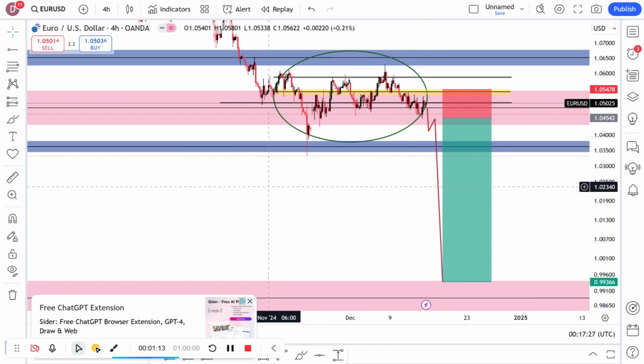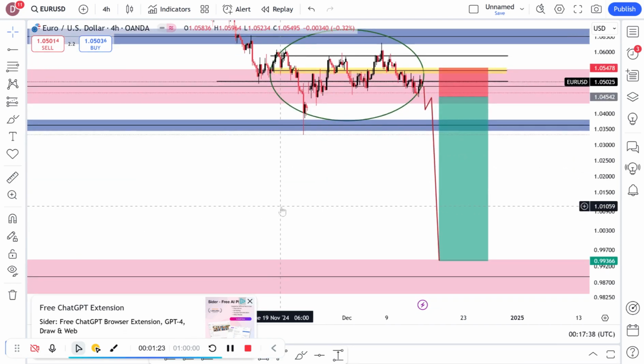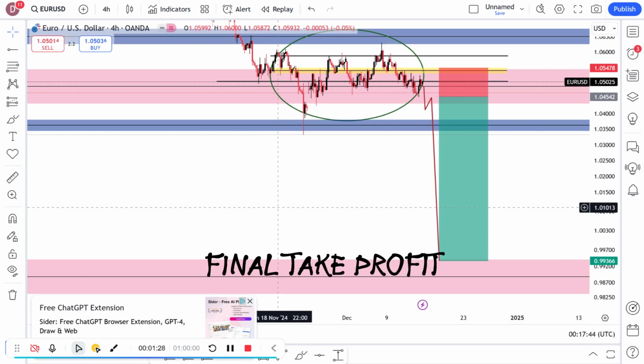So EUR/USD, so far so good. The chart is nice so far, and from this 4-hour time frame we can see that we are seeing a downtrend. So it's possible for us to still get to the monthly zone, to the down part of the monthly zone.